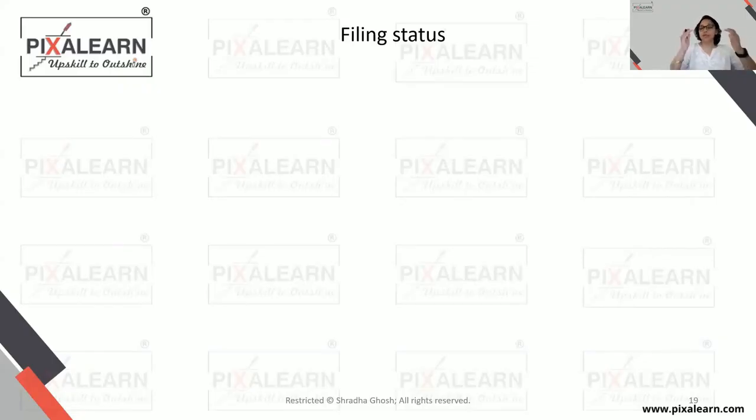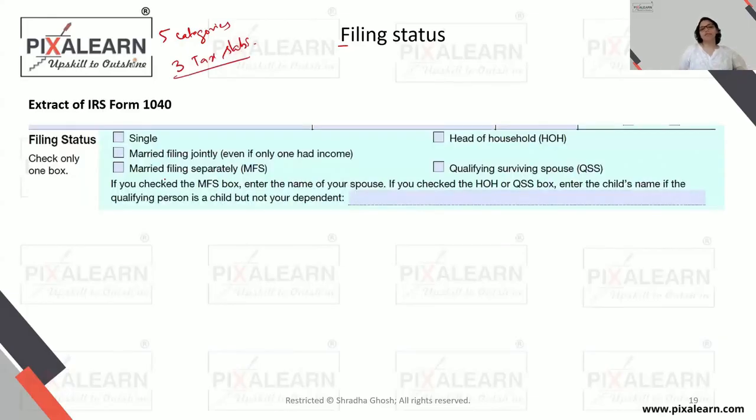So even within individuals, there are 5 categories that you can use. So remember, there are 5 categories, but there are 3 tax slabs. So what are these tax slabs? We have single. So what do you mean by this? We have 5 categories, but 3 different tax slabs.